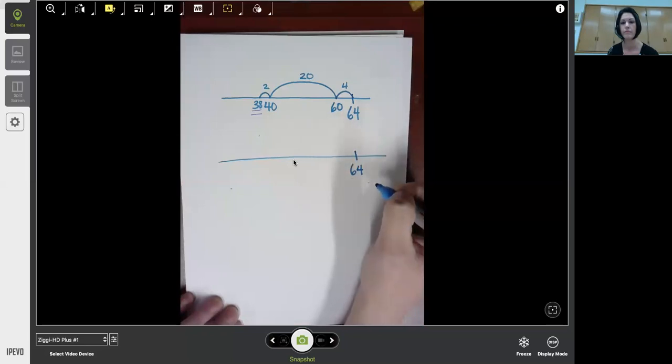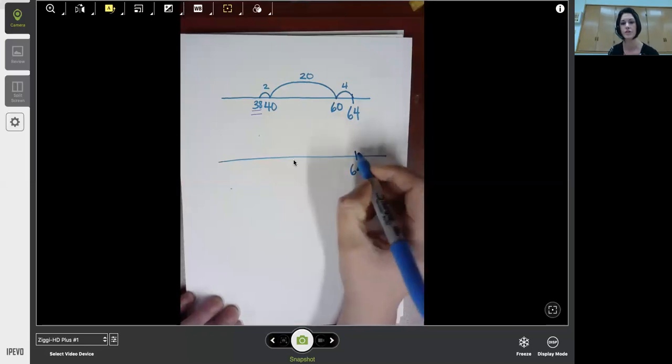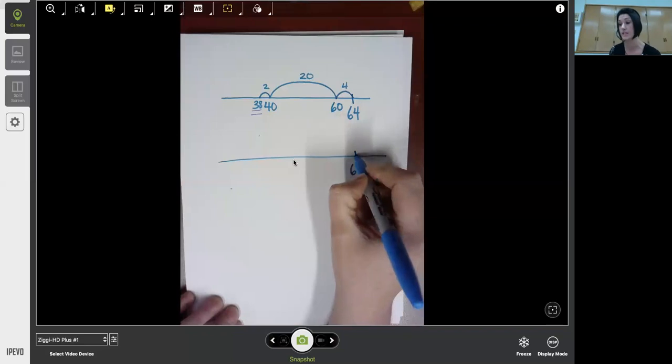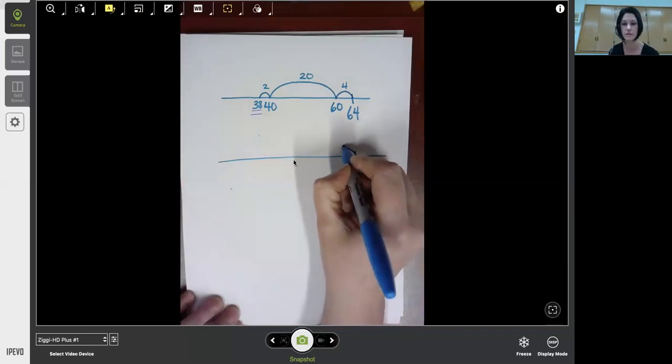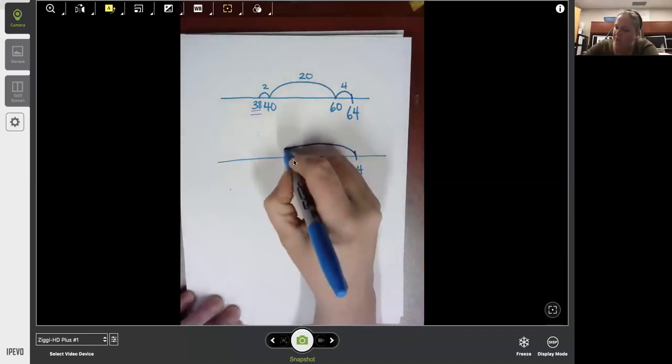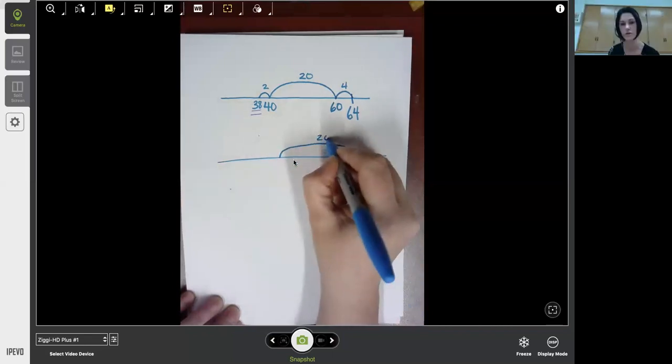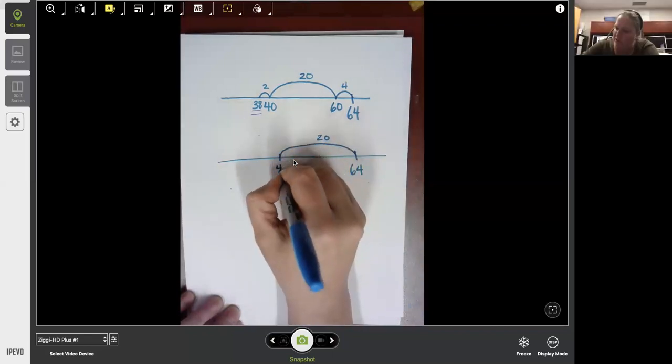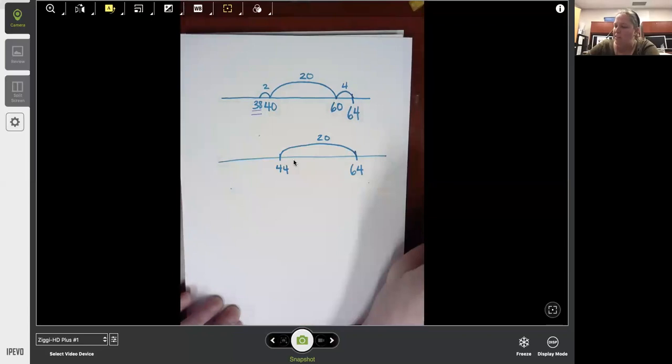And then I took off the 20 from the 26. That big leap of 20. Yes, and that got me to 44. And you landed on 44 there. Okay. And then what did you do?